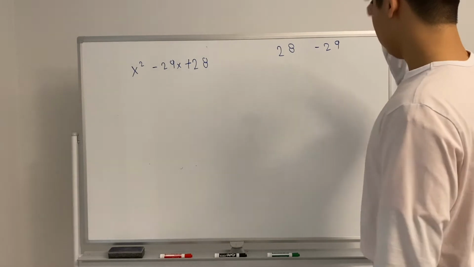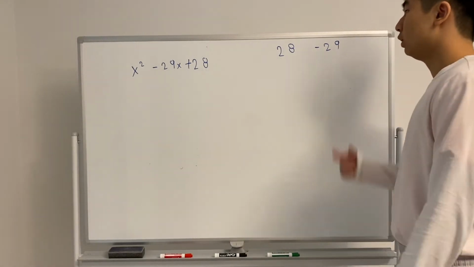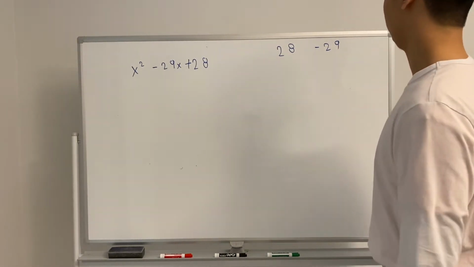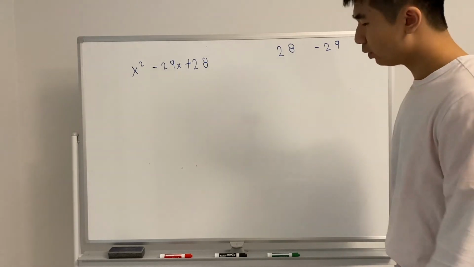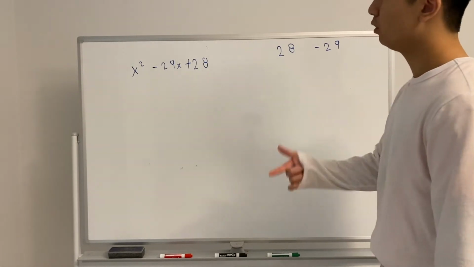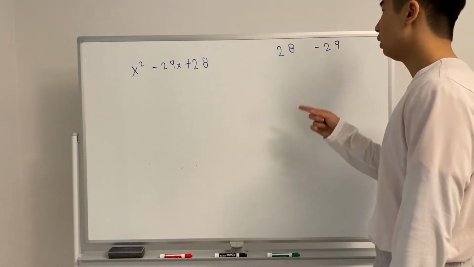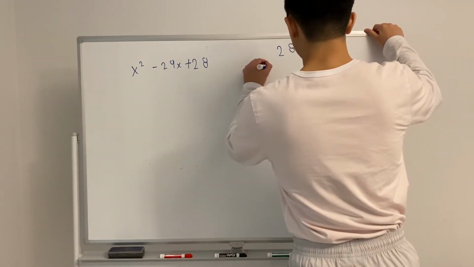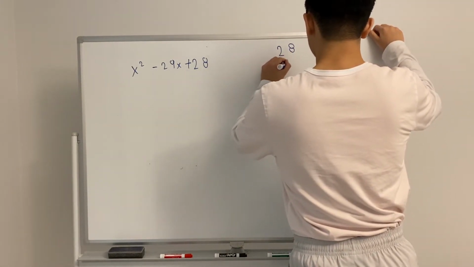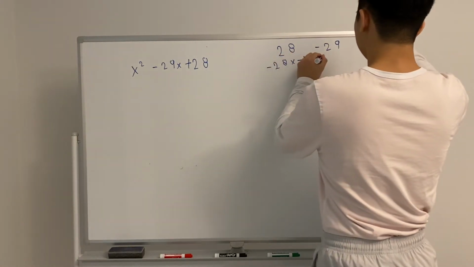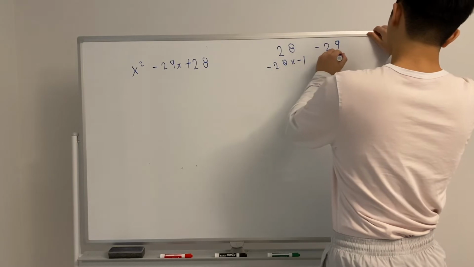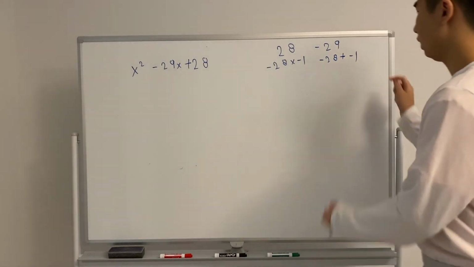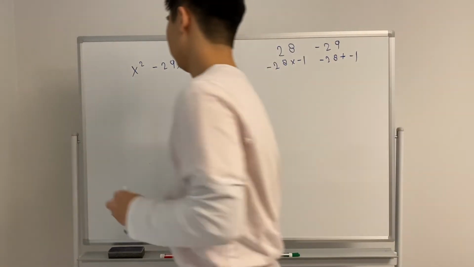So 28 times 1 is 28. 28 plus 1 is 29. So this does not work because it's not adding up to negative 29. However, negative 28 and negative 1, if you multiply those two together, you get 28. And negative 28 plus negative 1 is negative 29. So therefore, negative 28 times negative 1, negative 28 plus negative 1. This adds to negative 29, this multiplies to 28. So therefore, negative 28 and negative 1 are the answers.